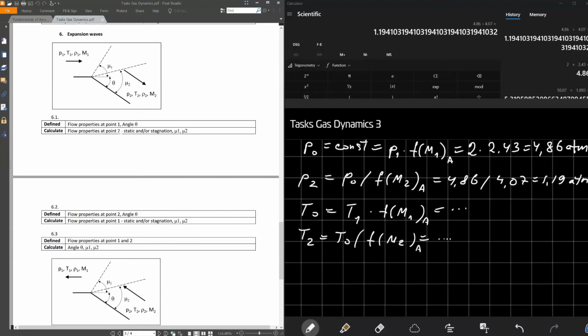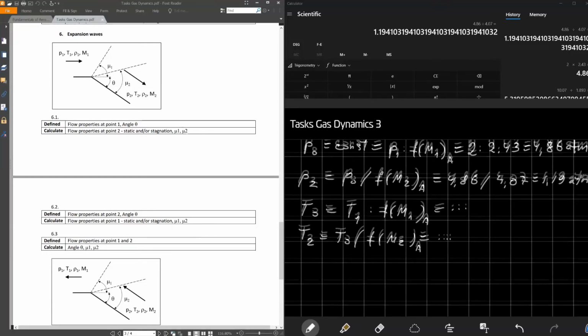You can calculate stagnation or static properties. Of course, in the task which I will give you on the test, not so many parameters will be given to solve. Just one of the parameters to calculate will be given, just to know if you understand how to calculate pressure or temperature or density. It's that simple.